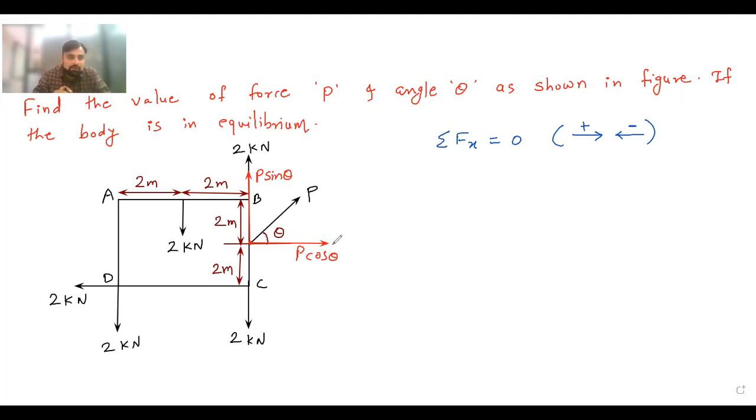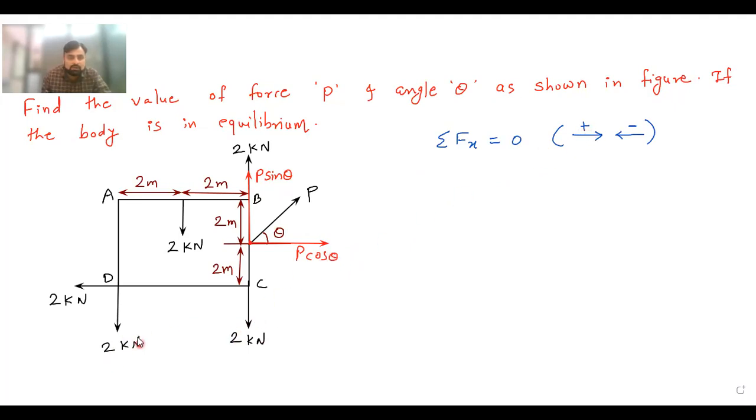So now summation Fx equal to 0. Now find the horizontal forces present here. This force is vertical, this is also vertical, and this force is horizontal, P cos theta, and it is moving towards the right side. So a plus sign will be there.